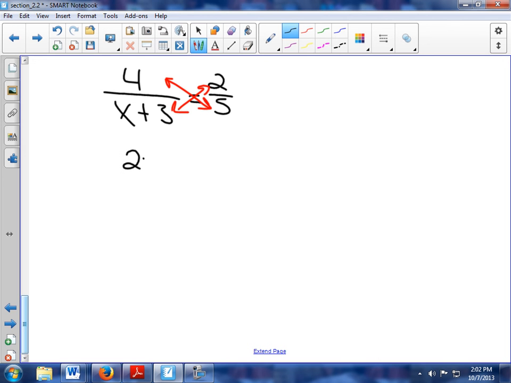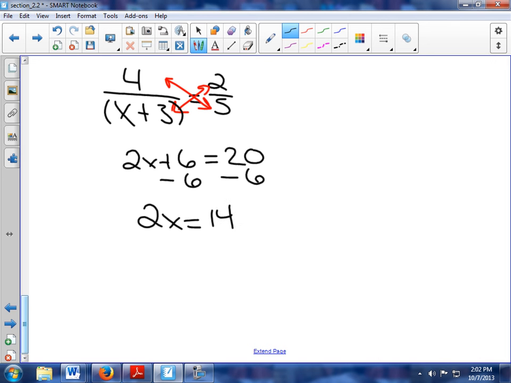So 2 times x plus 6, remember I have to do this whole thing, I'm just multiplying them, equals 20. Now I'm going to subtract 6, 2x equals 14. I'm going to divide by 2. And x equals 7. And you can check both answers.